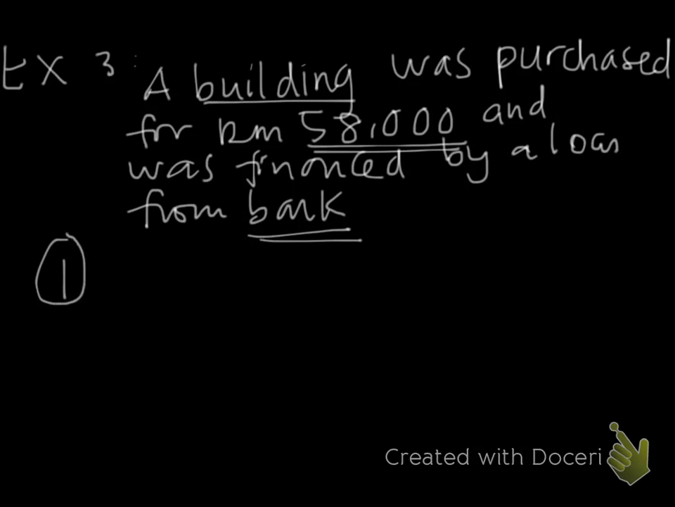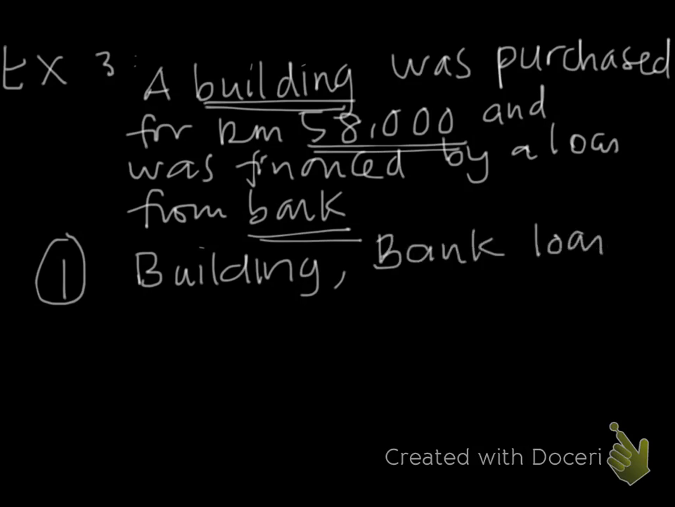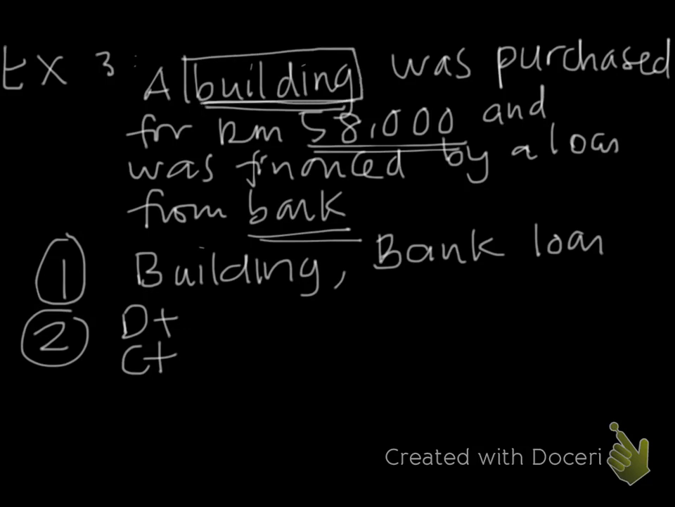So for the first step, we identify two accounts that involve, which is building account and also a bank loan account. Step number 2, identify the account in the debit side and the account in the credit side, so that when we bought a building, it shows that our business asset increase in business asset, which is building, so that we debit a building account.